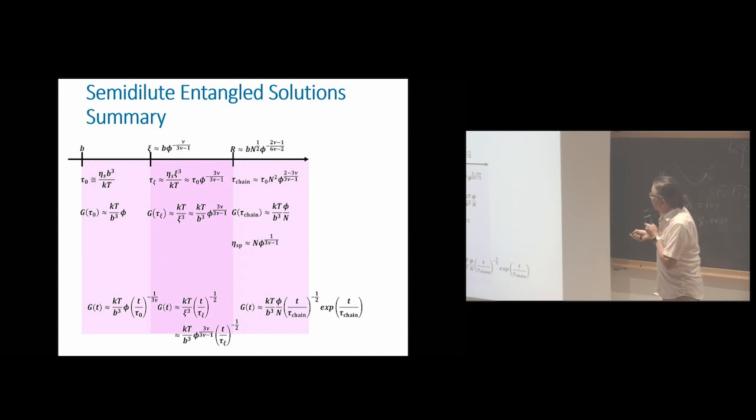Okay, so this is unentangled solution. I'm sorry. This is a summary of different properties at three different length scales, and this is the relaxation time and the modulus at the given time and length, and then this is viscosity. And in between you have the Zimm relaxation modulus, the Rouse relaxation modulus, and with exponential cutoff.